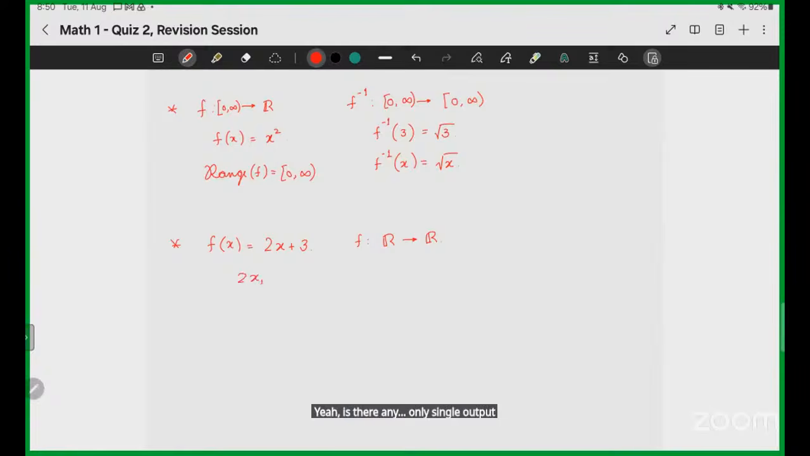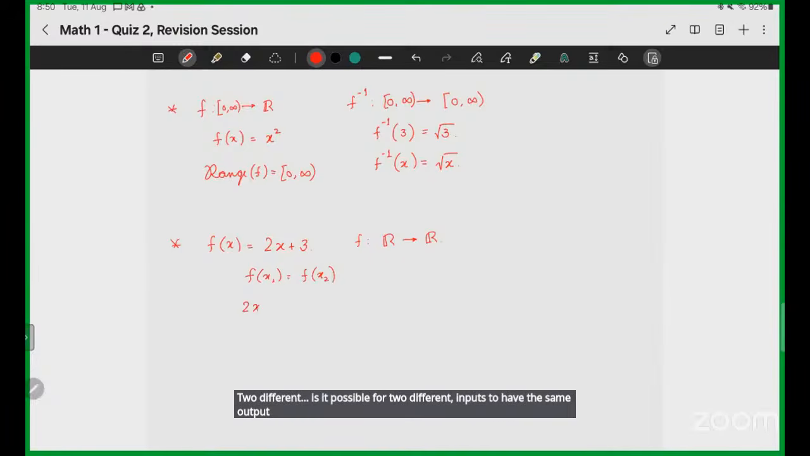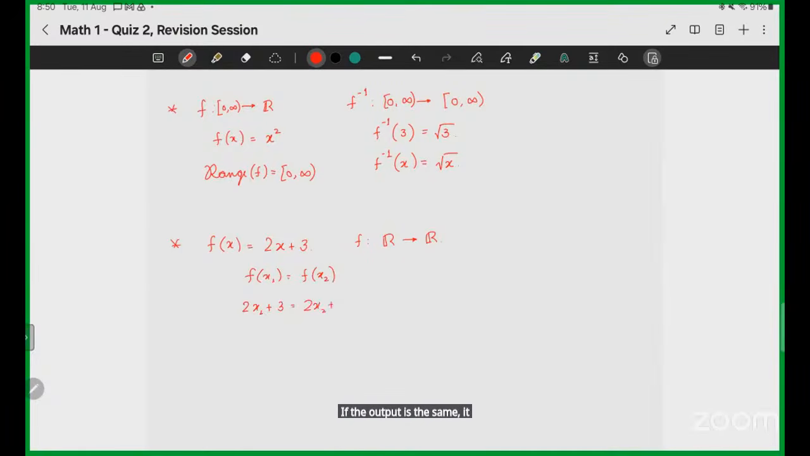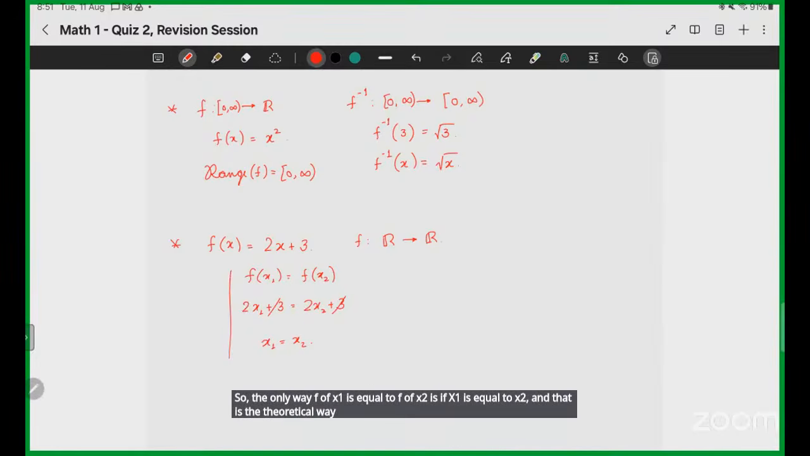The other way to look at it is, is it possible for two different inputs to have the same output? No, because if the output is the same, it forces the input also to be the same. So this will become x1 equal to x2. The only way f of x1 is equal to f of x2 is if x1 is equal to x2, and that is the theoretical way of proving injectivity. Now this is injective, so we are good.